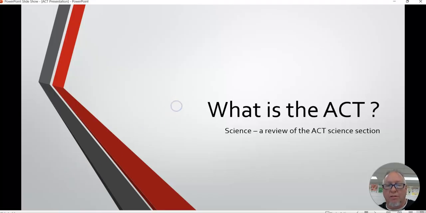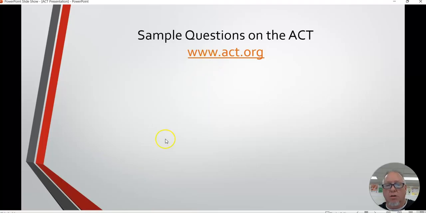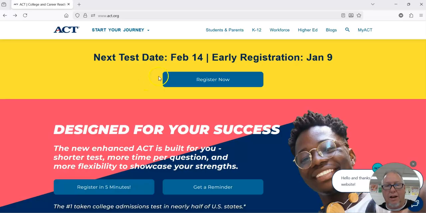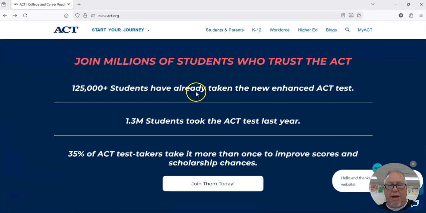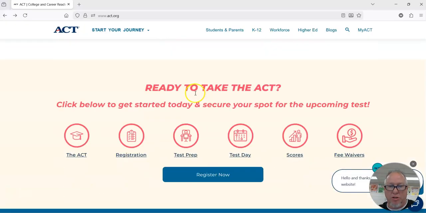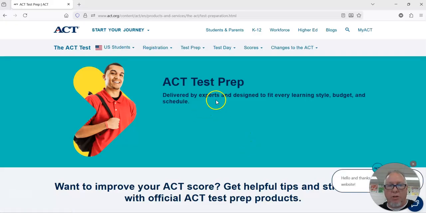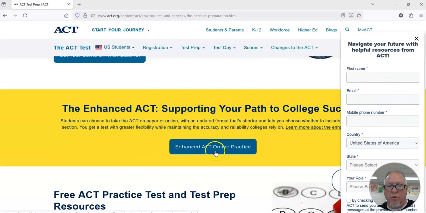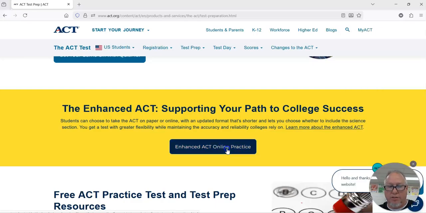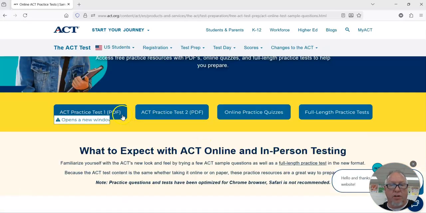In order to do that, the first thing that I'm going to do is go to www.act.org and scroll down a little bit. At the bottom of this page, or near the bottom of the page, there's a spot that says Test Prep. Once you're on the Test Prep, if you scroll down again, you can get to where you can practice online versions of the test. Specifically, there's some short versions, and there's full-length practice tests.